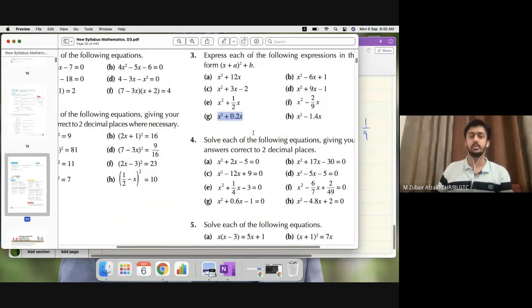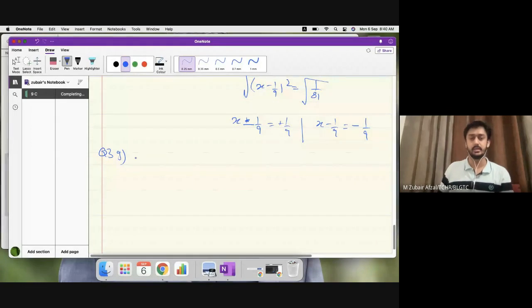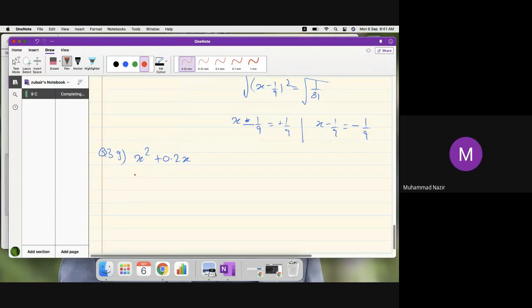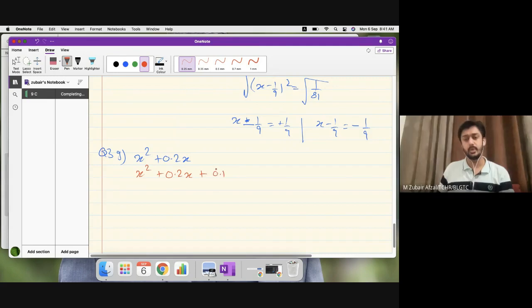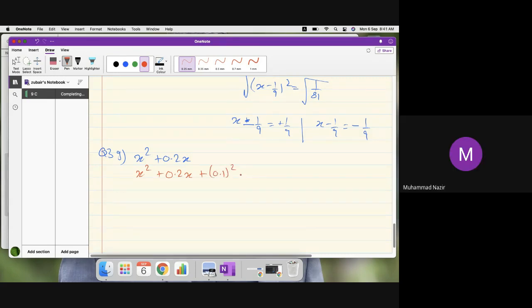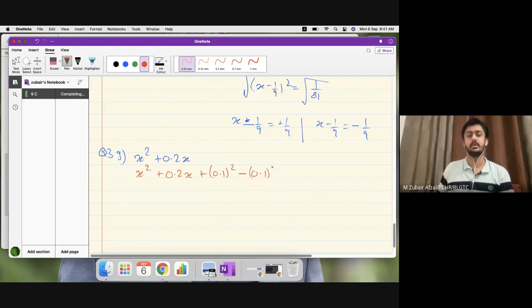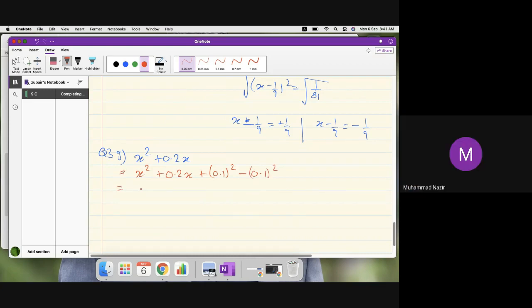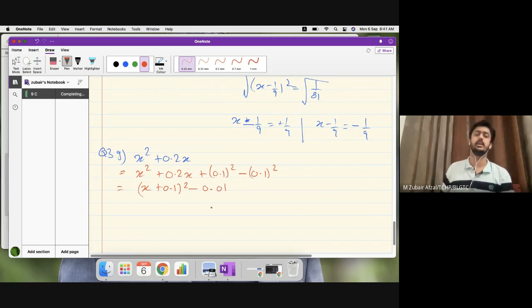Okay, decimals. x square plus 0.2x. Sir, can I tell you the answer? Yes, sure. x square plus 0.2x plus 0.1 whole square, minus 0.1 whole square. So, x plus 0.1 whole square minus 0.01. That's correct. So this is your completing square form.